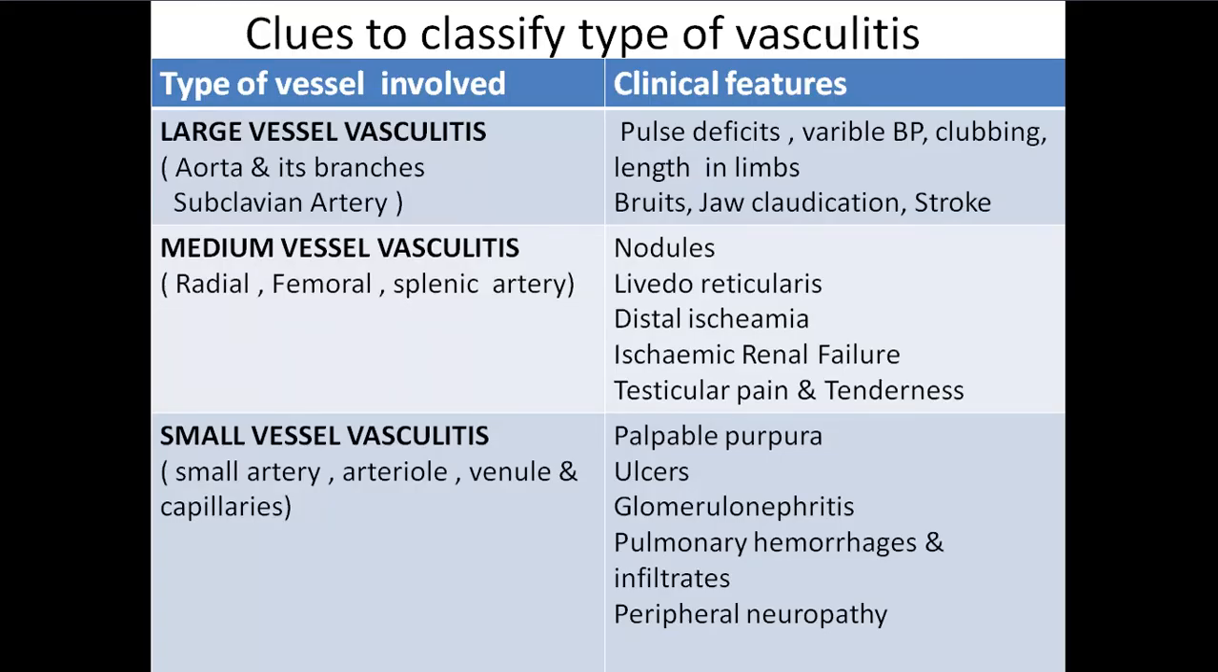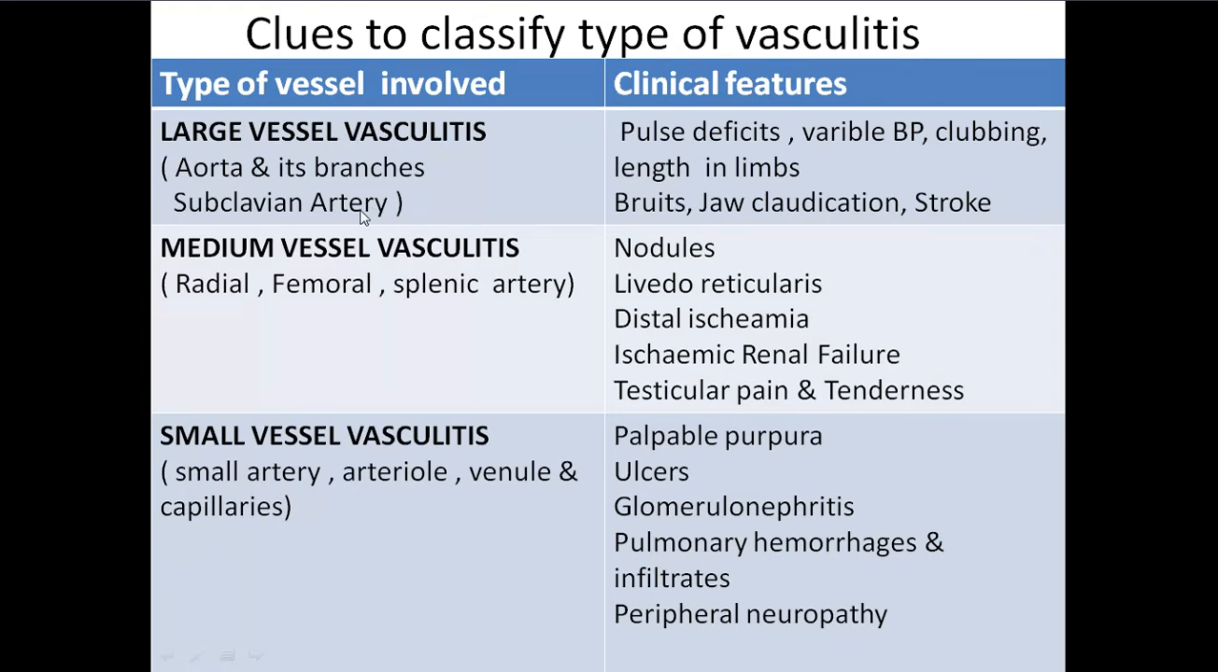So these are the clues to classify the types of vasculitis depending upon the clinical features. If there is a pulse deficit or variable BP, where the BP would be more in the lower limbs and very less in the upper limbs, or clubbing, limb size differences, bruit, jaw claudication and stroke, it's mostly due to large vessel vasculitis. This variable BP is mostly seen in Takayasu arteritis, along with the pulse deficit.